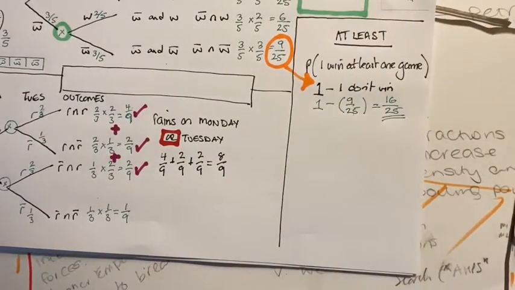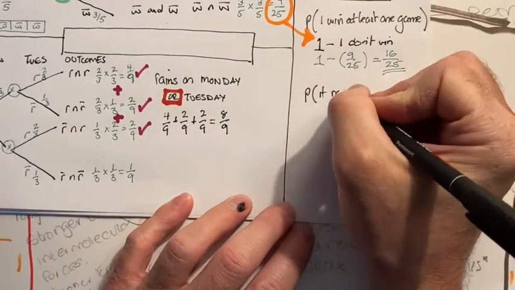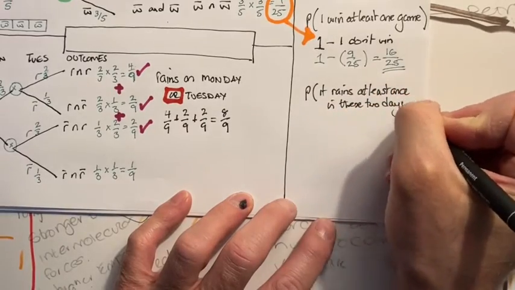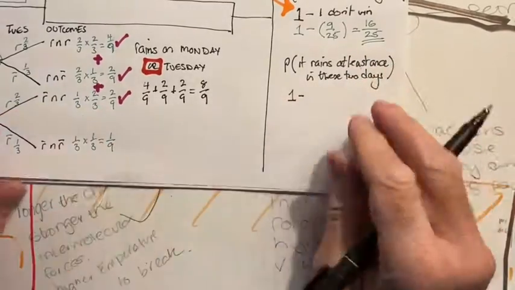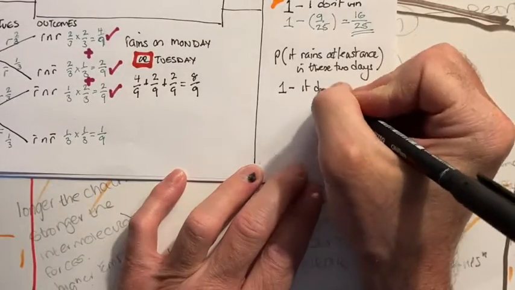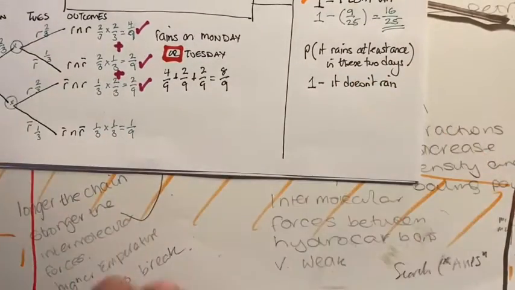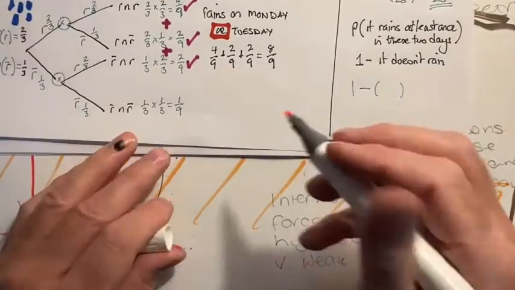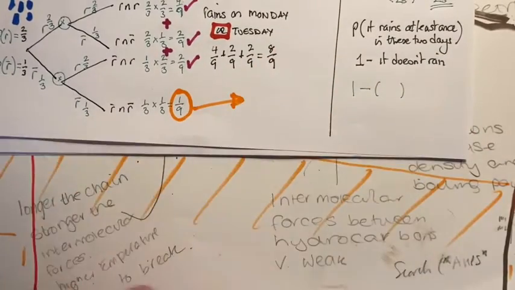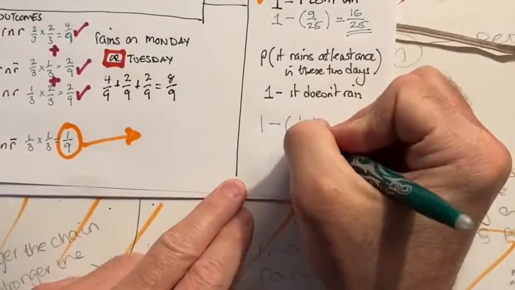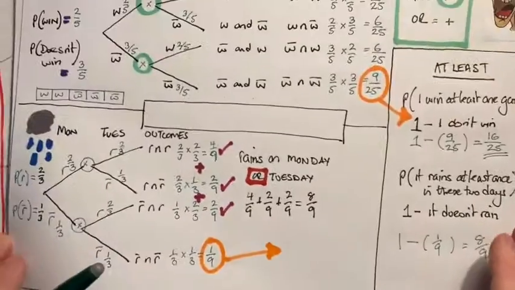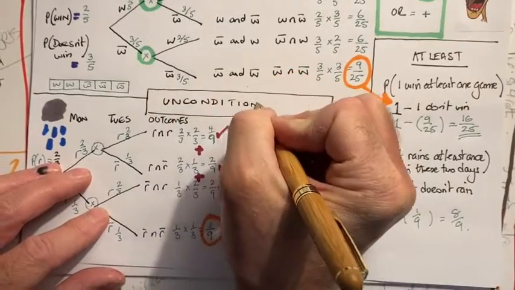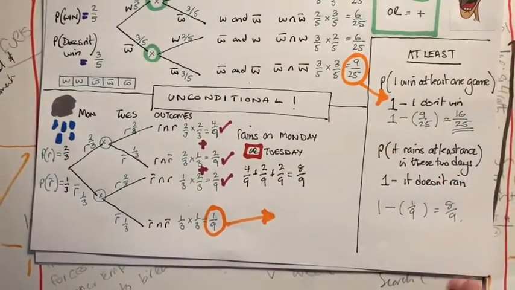Let's look at the other question. Here, what's the probability that it rains at least once in these 2 days? Meaning that it's 1 minus it doesn't rain. So let's look at what it doesn't rain. If I go through, I can see it's 1/9. It doesn't rain, 1/9. So 1 minus it doesn't rain, 1 minus 1/9, is 8/9. Now all these are examples of unconditional probability.